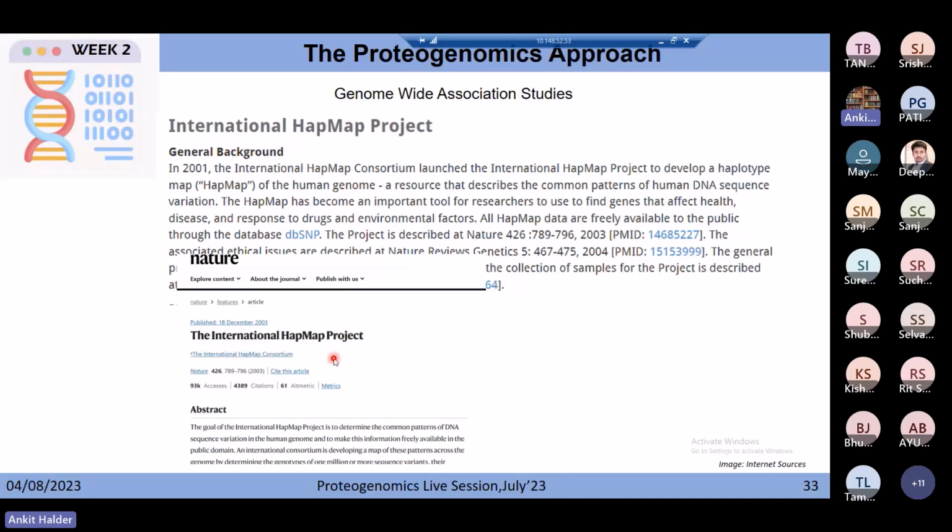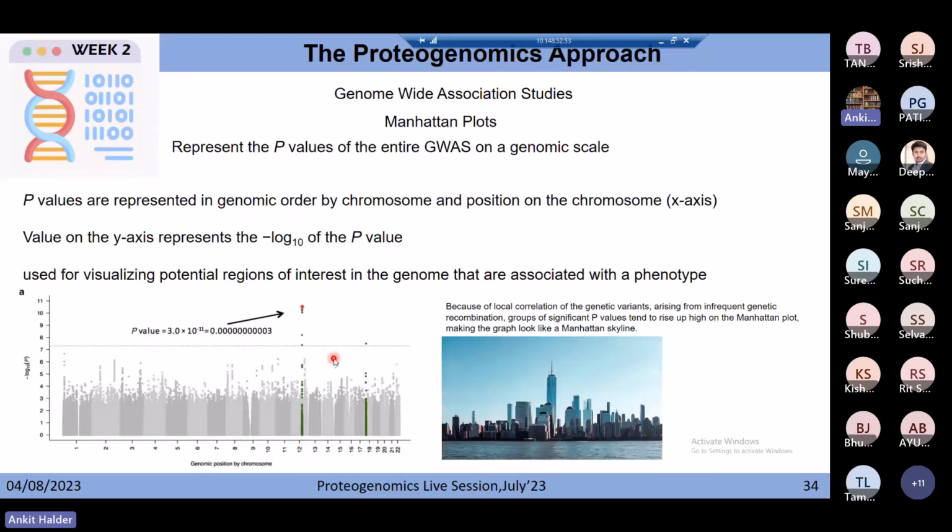So what are genome-wide association studies? One thing is that I think you have all heard of the Manhattan plot. What are those? They show the p-values of the entire GWAS, the genome-wide association, on the genomic scale. So what is on the x-axis? The x-axis is your genomic position by chromosome. Now you will calculate where each particular SNP is located in the genome.